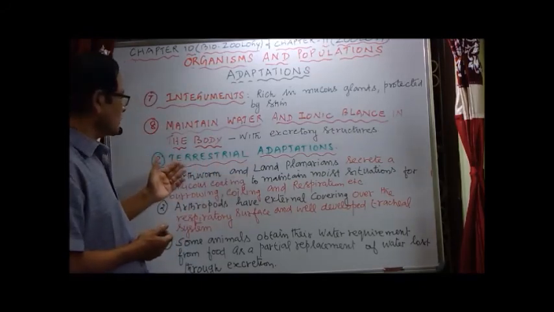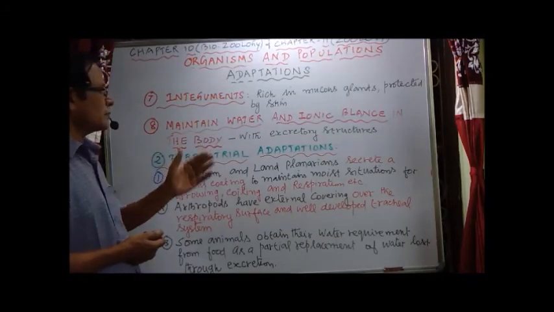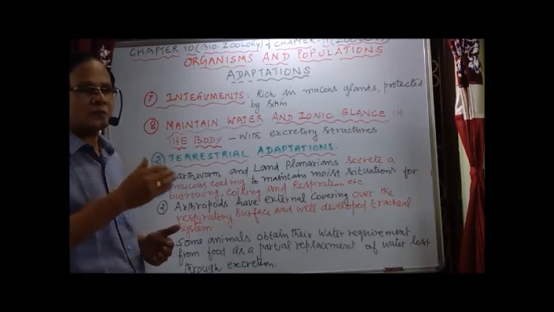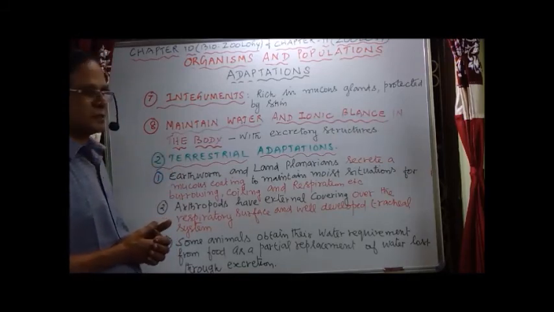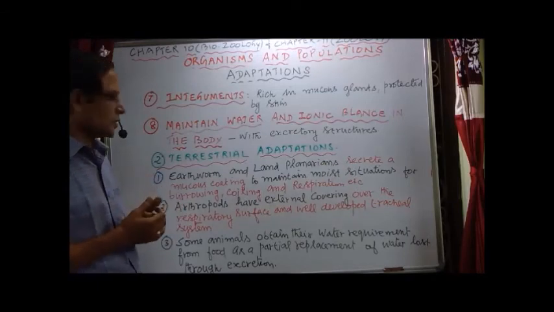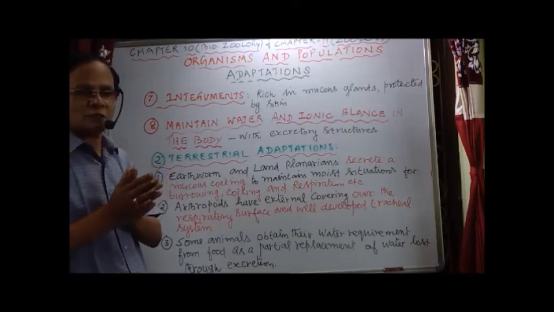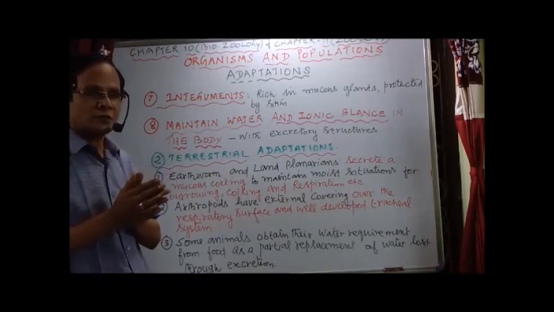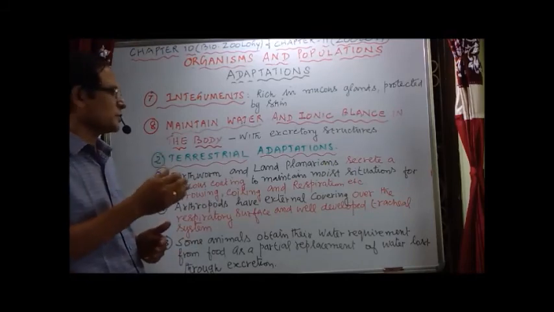That is what we call the terrestrial adaptations. First one, let us take earthworm and land planarians. Their body surface is always kept moist. This is because of the secretions of mucus. There is a mucus coating secreted by the animal to maintain moist conditions, because respiration is possible only through the body surface under moist conditions. That's why in the case of earthworm, the skin is always kept moist.